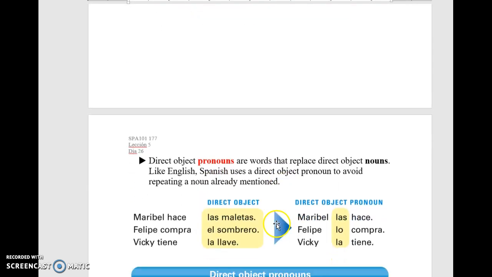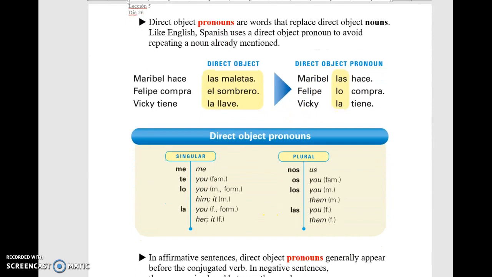Okay, so if I scroll down here, direct object pronouns are just words that replace the direct object nouns. Okay, so like in English, we use it a lot. Okay, when we're talking about an object or them. Okay, in Spanish, uses direct object pronouns like English to avoid repeating a noun that's already been mentioned.